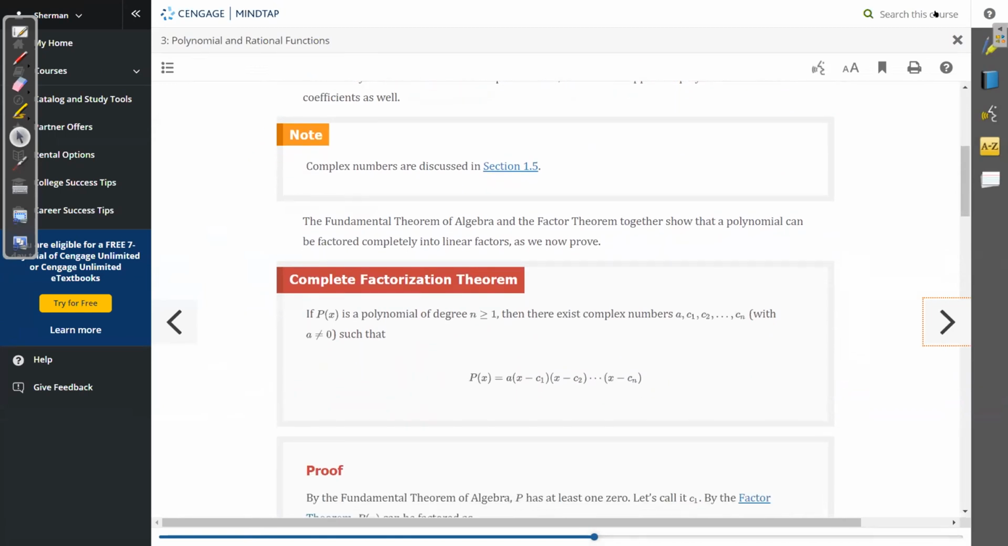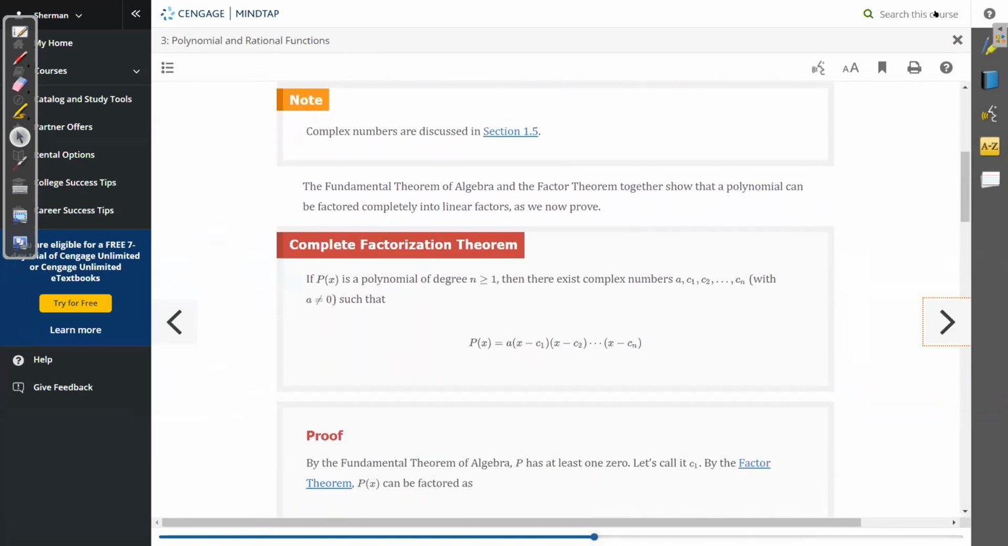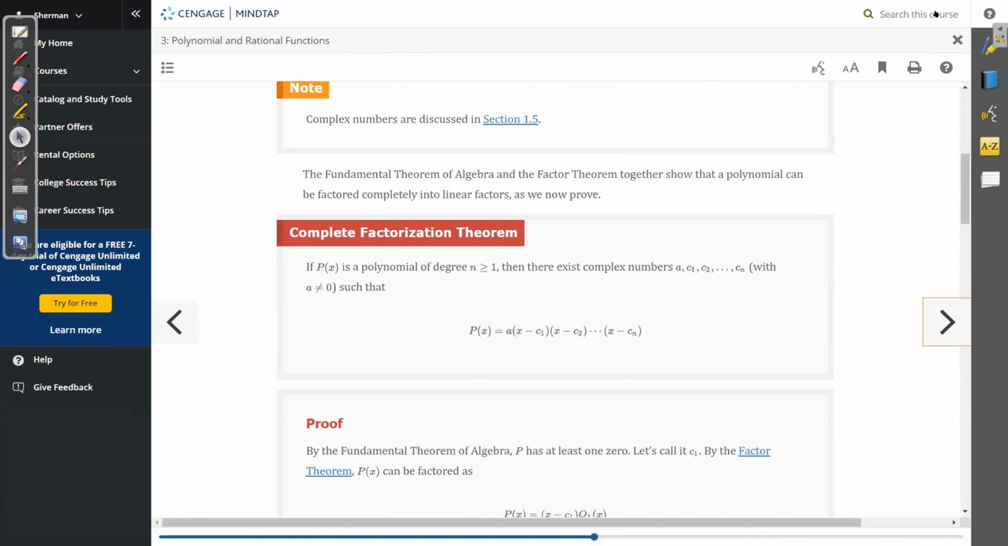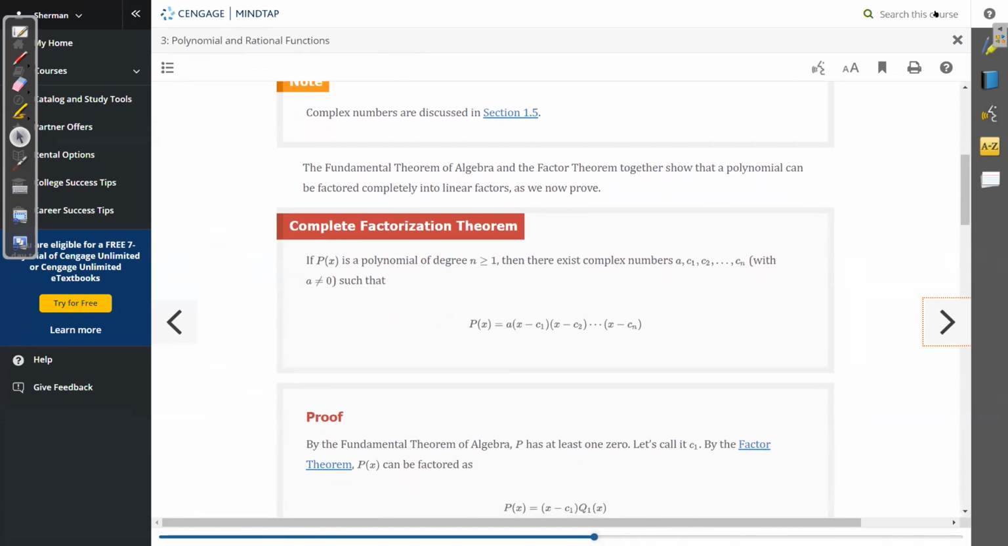And of course, we talked about complex numbers in section 1.5. I recorded that lecture. Go back and watch it if you need to familiarize yourself again.